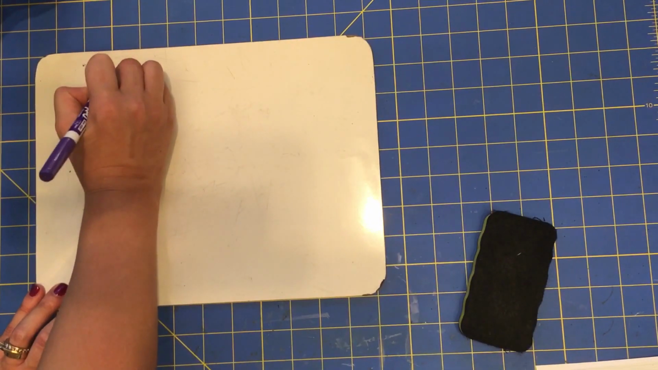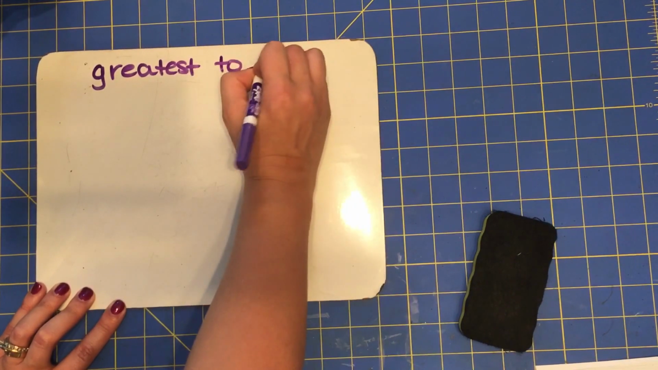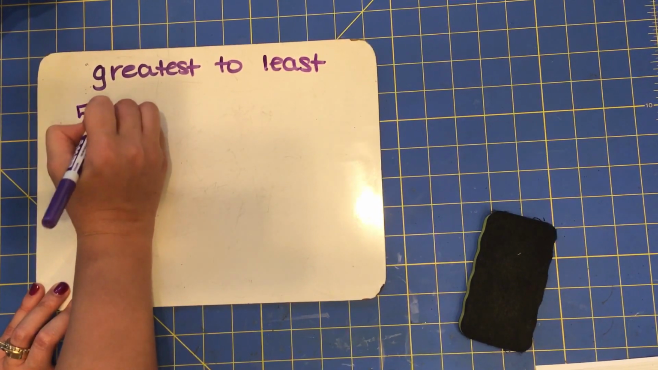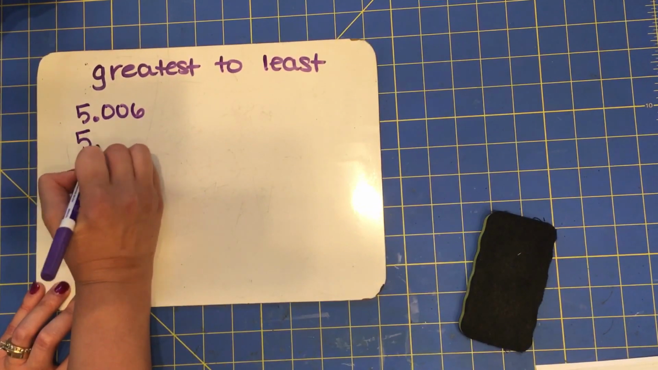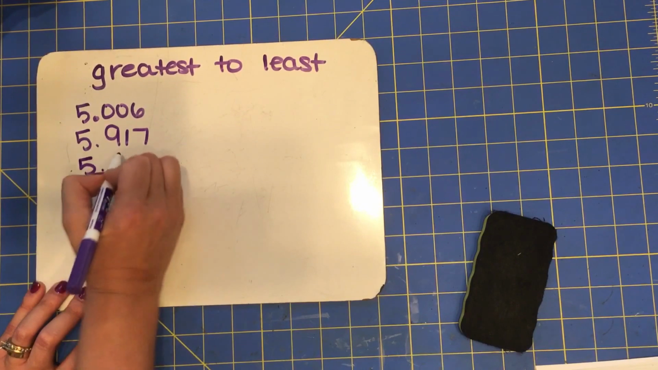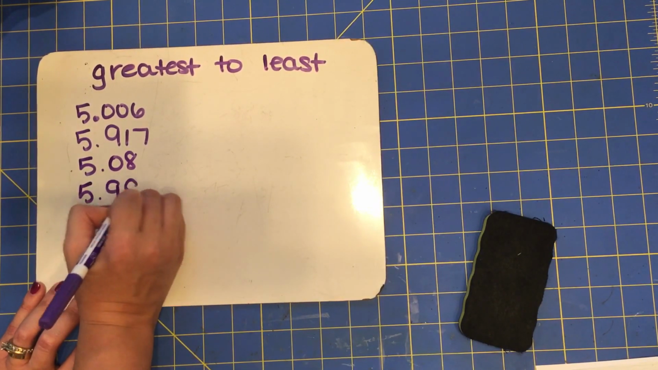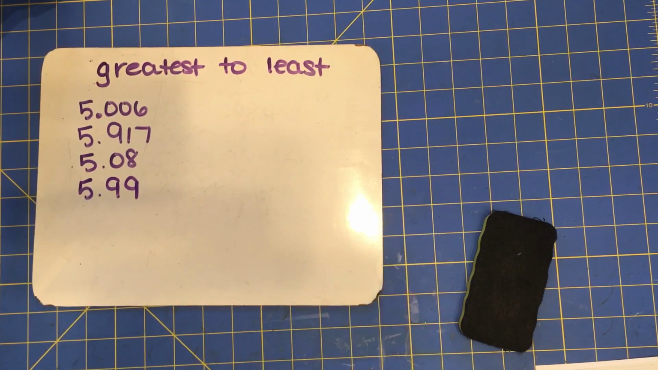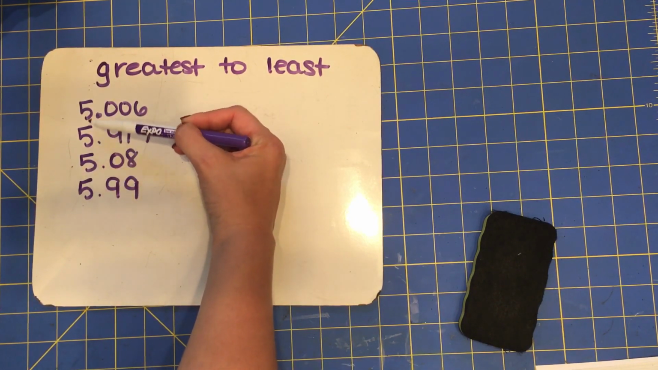And the first one wants us to put them in order from greatest to least. And they give us these numbers: 5 and 6 thousandths, 5 and 917 thousandths, 5 and 8 hundredths, and 5 and 99 hundredths. So when I'm going to put these in order from greatest to least, I'm looking for biggest to smallest. So first thing I do is start over here in the ones place to compare them.